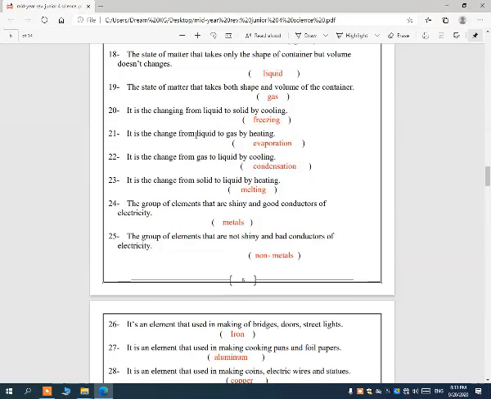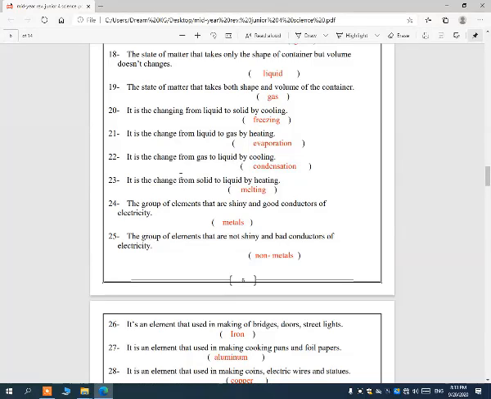Number 21. Change from liquid to gas by heating. Liquid to gas by heating: evaporation.